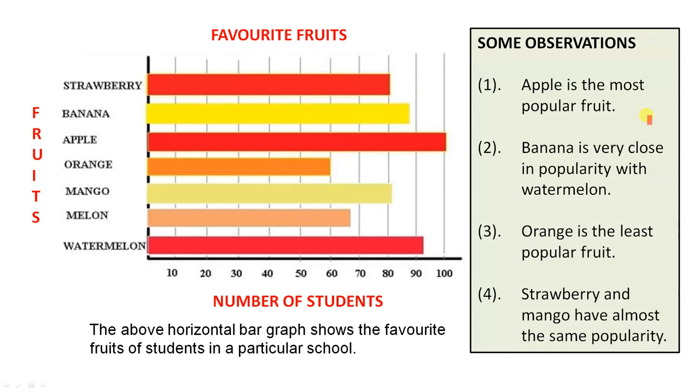Let's have a look. Number 1. Apple is the most popular fruit. That's the longest bar. Banana is very close in popularity with watermelon. Now let's look where watermelon is. There's watermelon there, and there's banana. So you can see they're almost the same. They're very, very close in popularity. Orange is the least popular fruit, because that's the shortest bar.